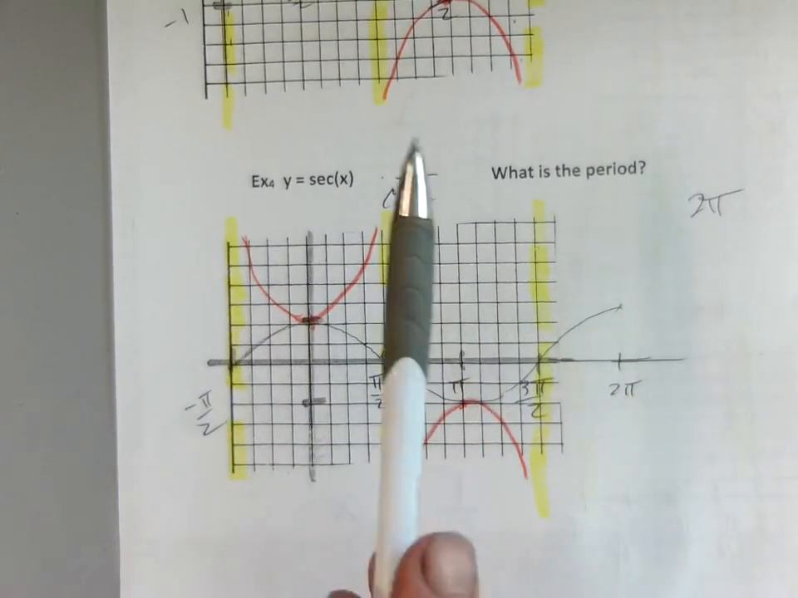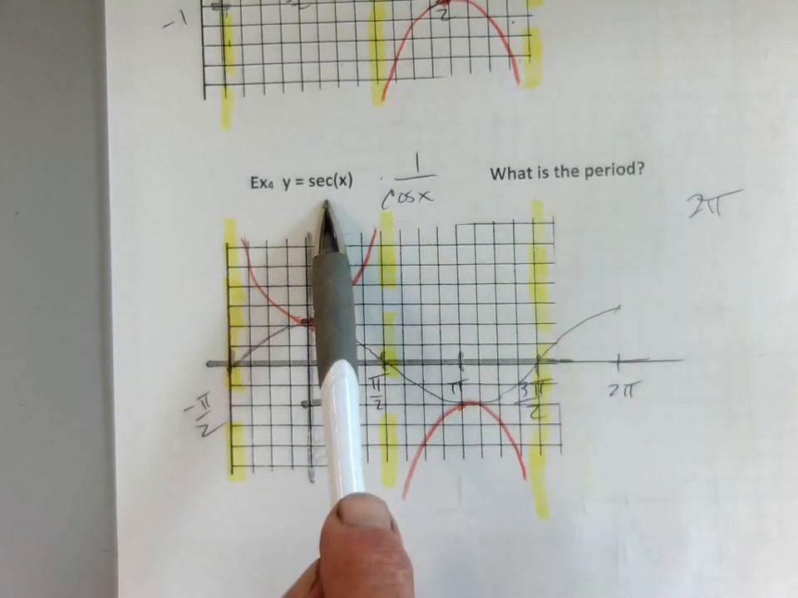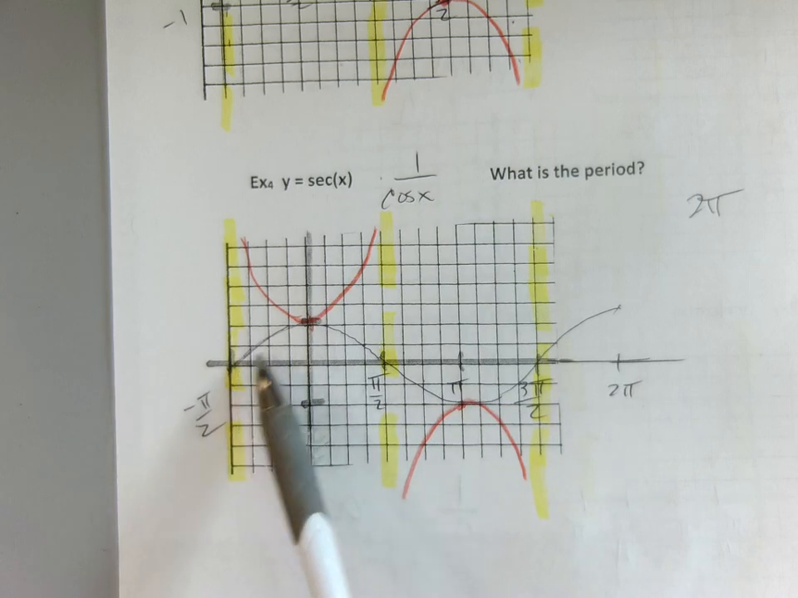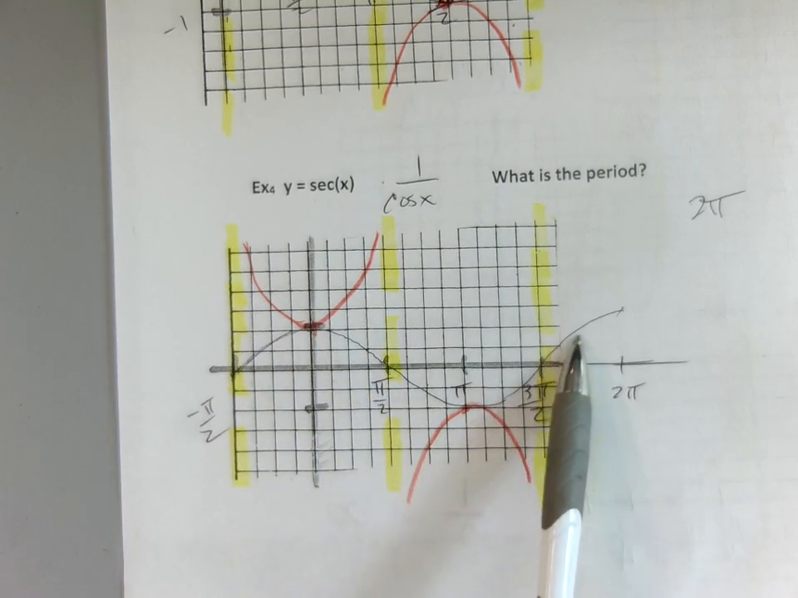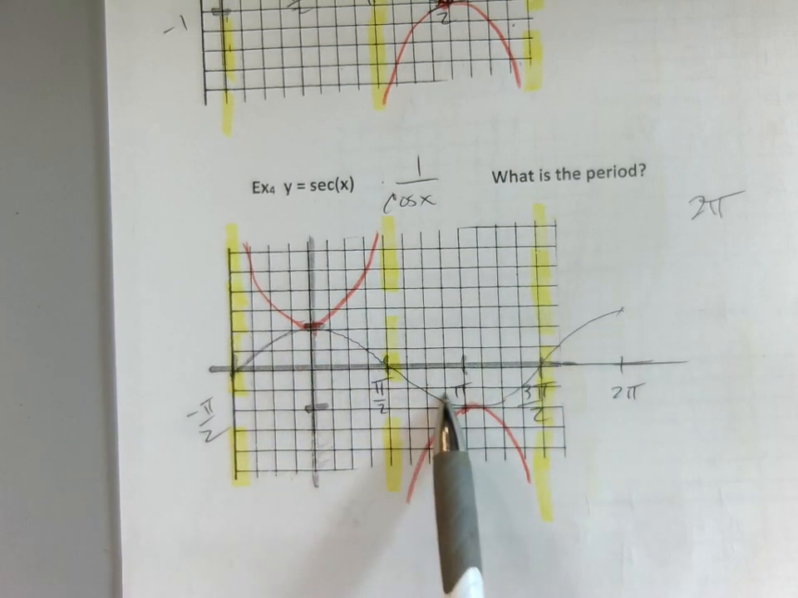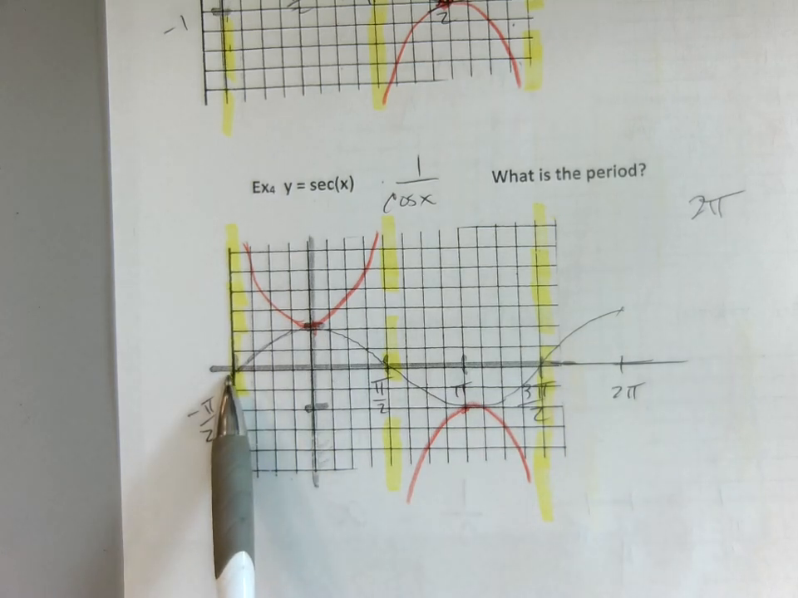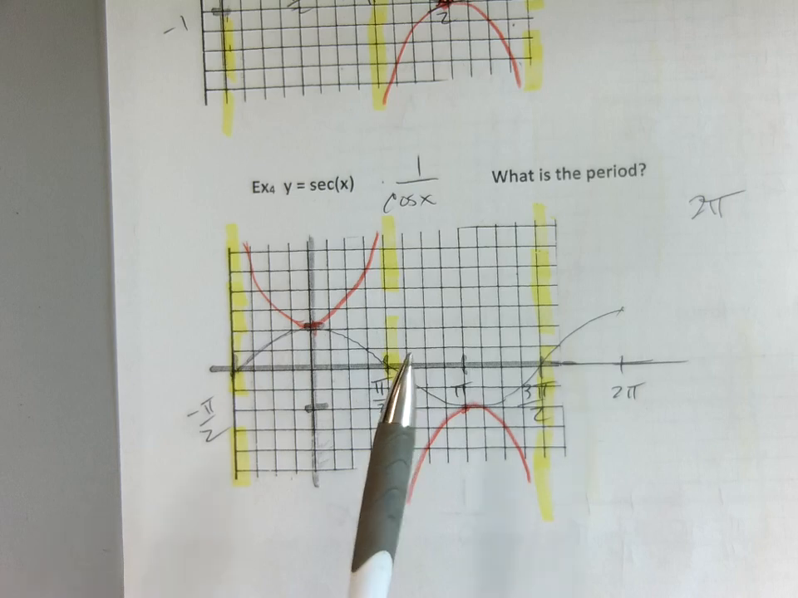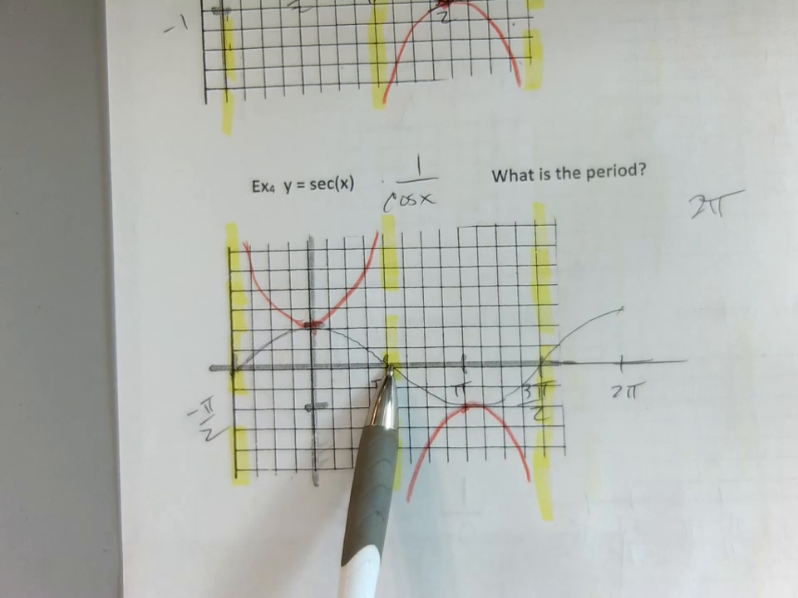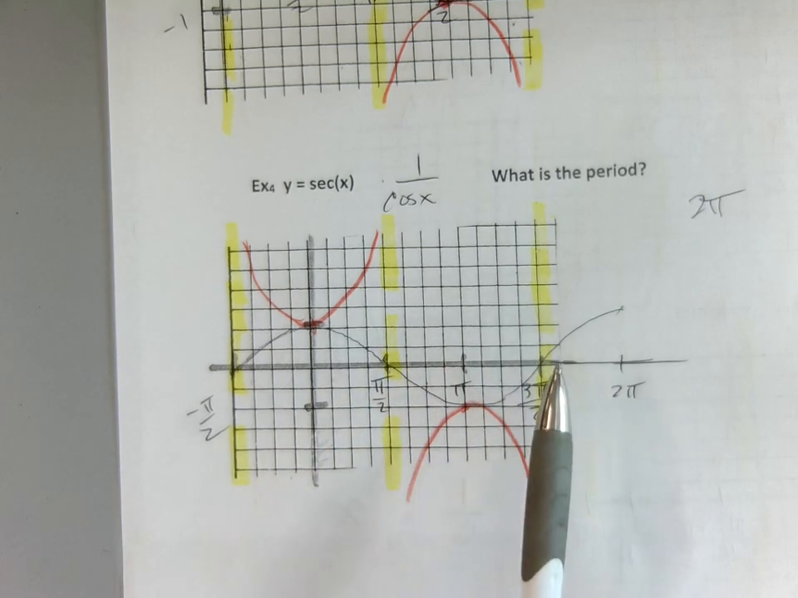Secant is just like cosecant, but it's 1 over cosine. So I really lightly drew in my cosine curve. Again, where it's 0, we have asymptotes because 1 over 0 is undefined. Where we have zeros, we have asymptotes.